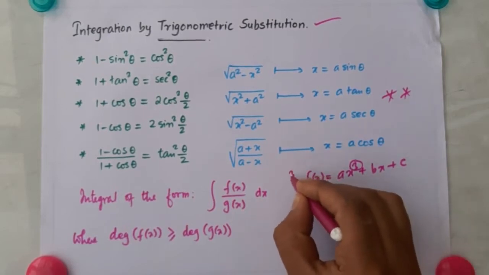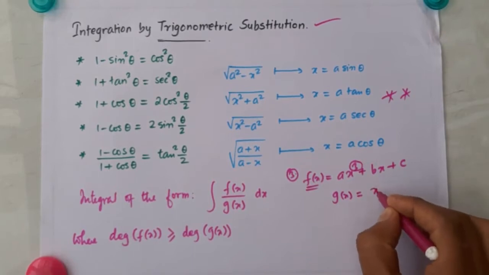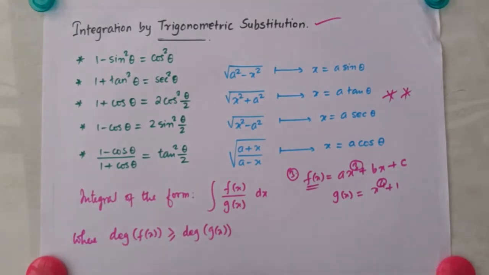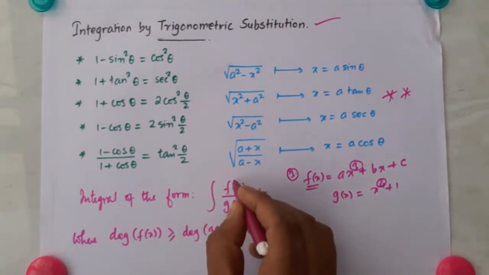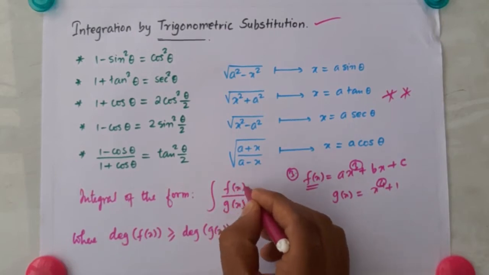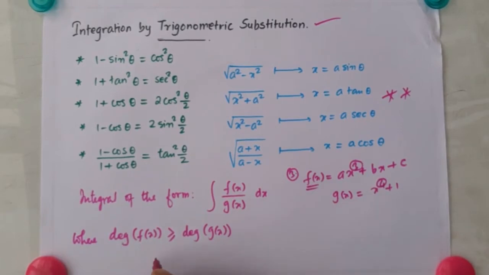Similarly, if I give you g(x) equal to, for example, x to the power 4 plus 1, then the degree will be 4 for g. So basically in this integral, if the degree of the numerator is greater than the degree of g(x), then you have to make the degree of the numerator less. Now how do you make it less? By dividing. The rule is you have to divide f(x) by g(x).